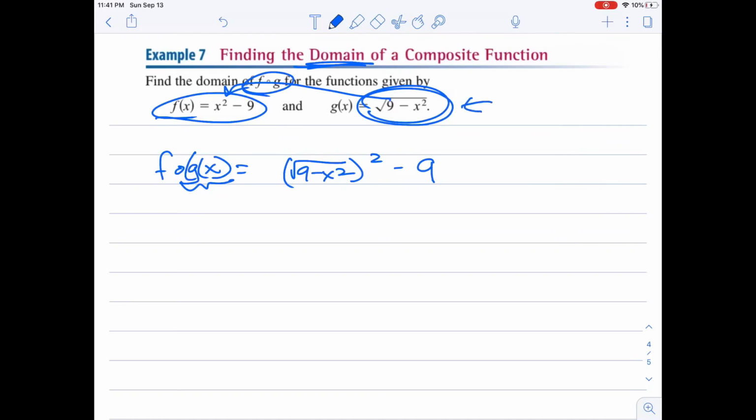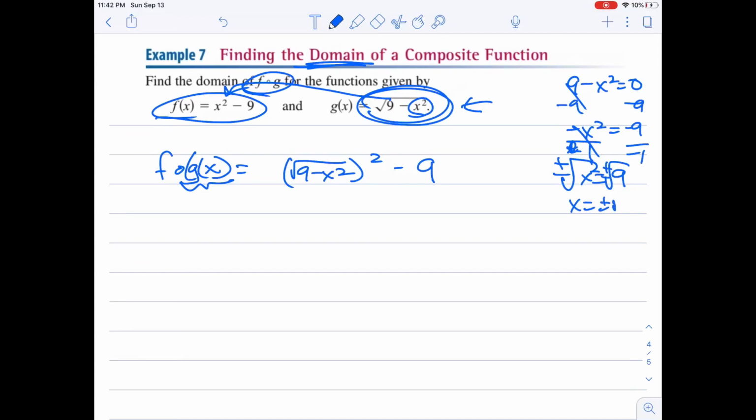So first things first, we have to look for that domain of g of x. We know that with 9 minus x squared under a root, we can't have the inside of the root be less than 0. We also know that x squared can't be bigger than 9. So we're going to set this equal to 0 to find out what x cannot equal. So we divide everything by -1. We get x squared equals 9, plus or minus. So x equals plus or minus 3. So we know x cannot equal 3, cannot equal -3, and can't be bigger than it.